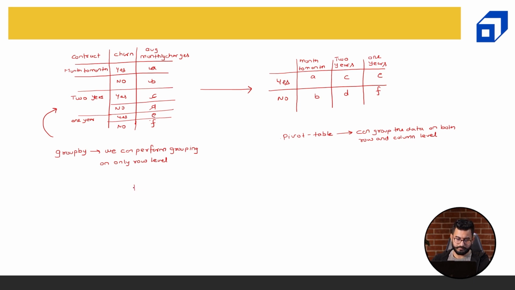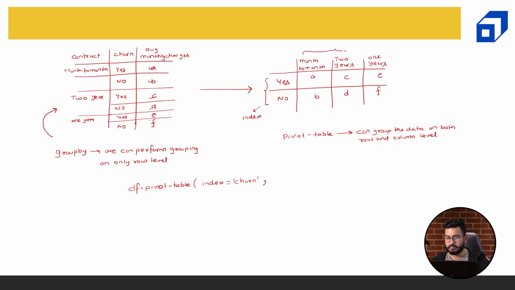So how do we perform a pivot table, or how to generate a pivot table? Number one, df dot pivot underscore table. This is the very first thing. Then we have to define what you want to keep on your index. So index, now index is nothing but this. These are known as my index, and as of now I have kept the churn column on my index. So I'll write, and on the index I want the column churn.